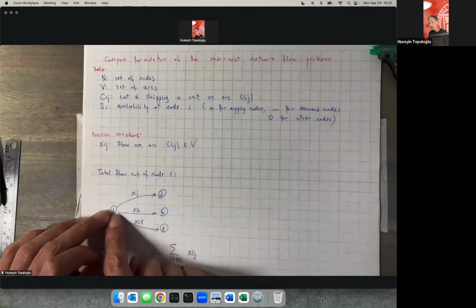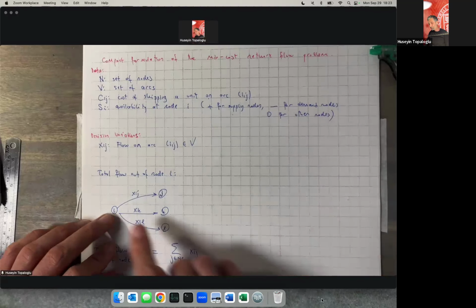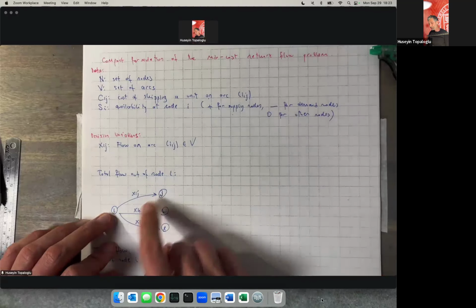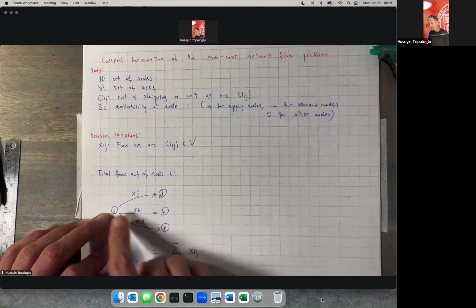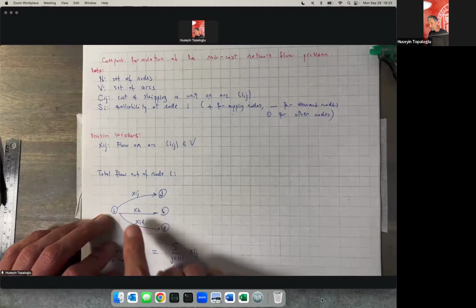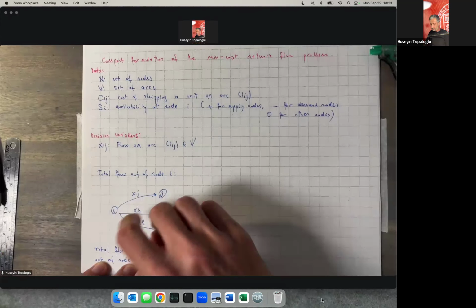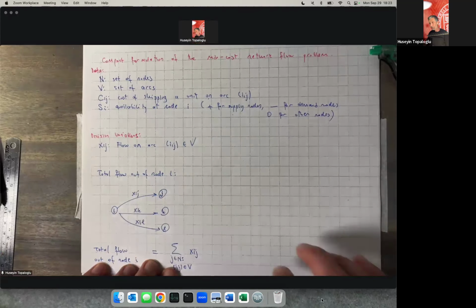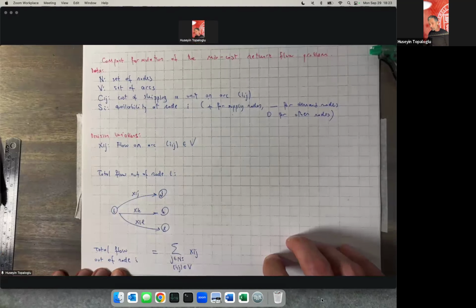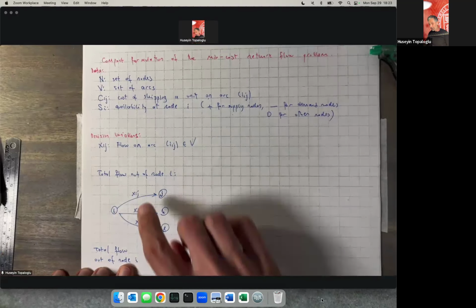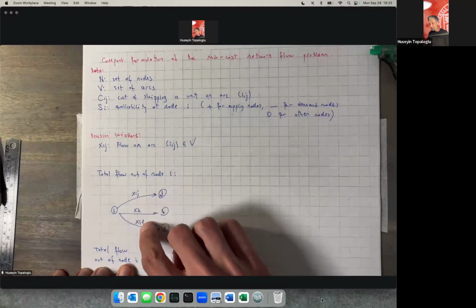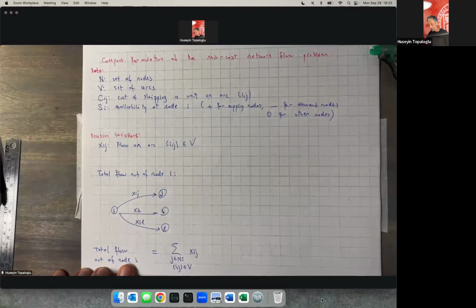If I want to compute the total flow out of node i, from node i I can go to node j, that's x_ij. From node i I can go to node k, that's x_ik. From node i I can go to node l, that's x_il. So the total flow out of node i is x_ij plus x_ik plus x_il and so on, all these things added up. So I need to add up x_ij variables over every j for fixed i.